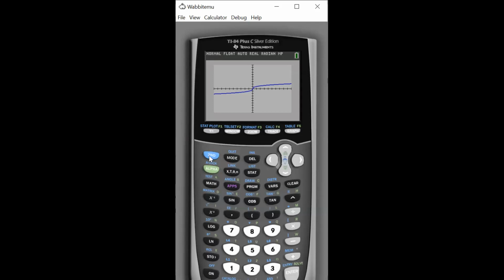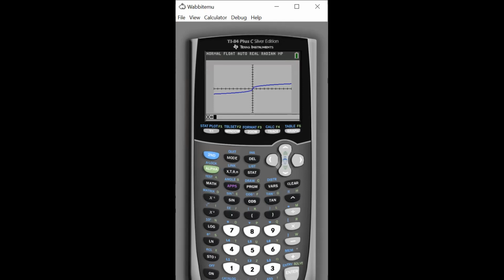So what you're going to do is hit second, the second button right there, and then you're going to hit trace. The trace button's on top. So second trace. And do you see where it says values right there? Number 1. You hit enter on that. And then what you see is X equals and it's blinking at you. So what it's telling you to do is give me a number for X and then hit enter, and I'll tell you what Y is.